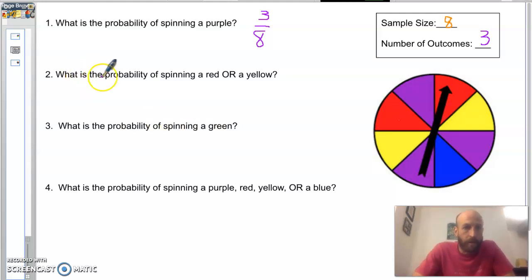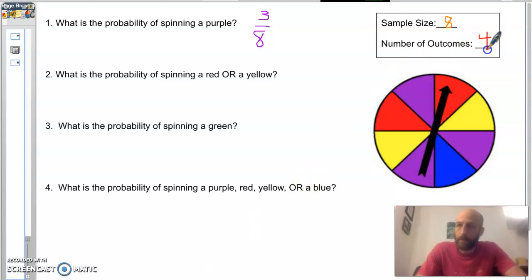Number 2, what is the probability of spinning a red or a yellow? So I'm going to count how many reds or yellows there are. So there's 1, 2, 3, 4. There are 4 reds or yellows. So the sample size doesn't change, but the number of outcomes does. The number of outcomes here is 4. There are 4 reds or yellows.